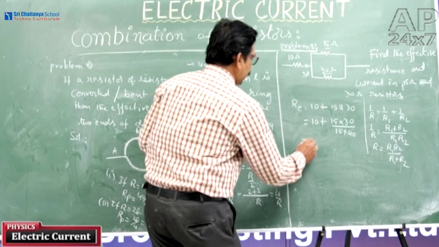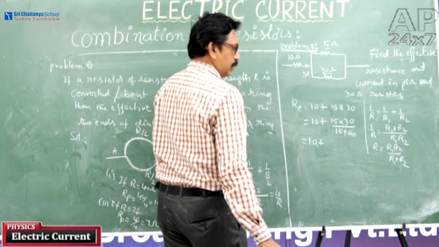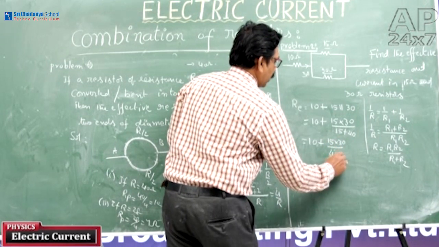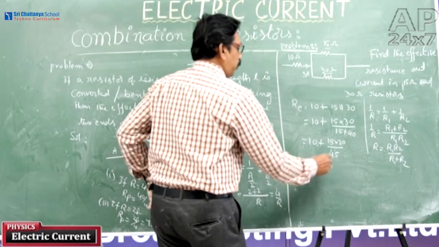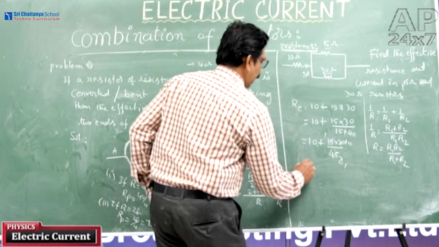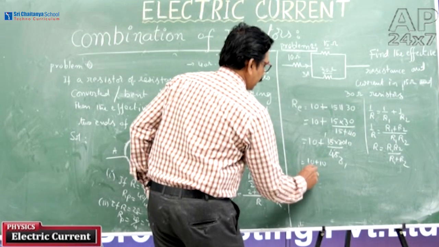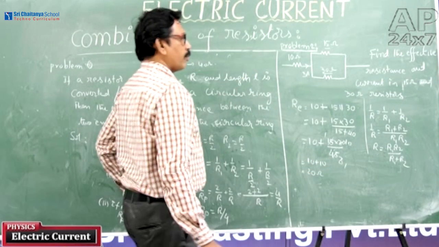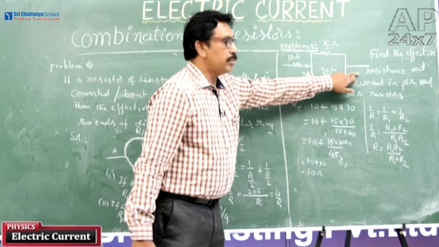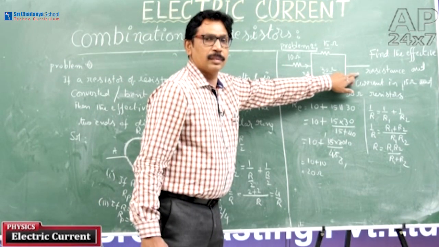So therefore this is equal to 10 plus 15 into 30 divided by 45. So it's 15 table, 15 ones are 15, 15 threes are 45, 3 ones, 3 tens. Answer is 10 plus 10, it is 20 ohms. We can find the effective resistance between these two terminals.